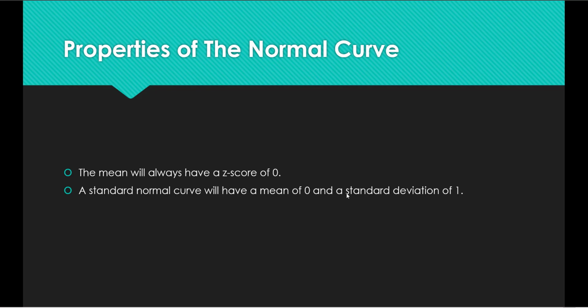So even if we're talking about different variables, if we've standardized the values for that variable, we've converted them to z-scores, that means that the mean of 0 and the standard deviation of 1 will always be true for that normal distribution. Again, this is not for the raw scores. This is for once we've converted them to z-scores.